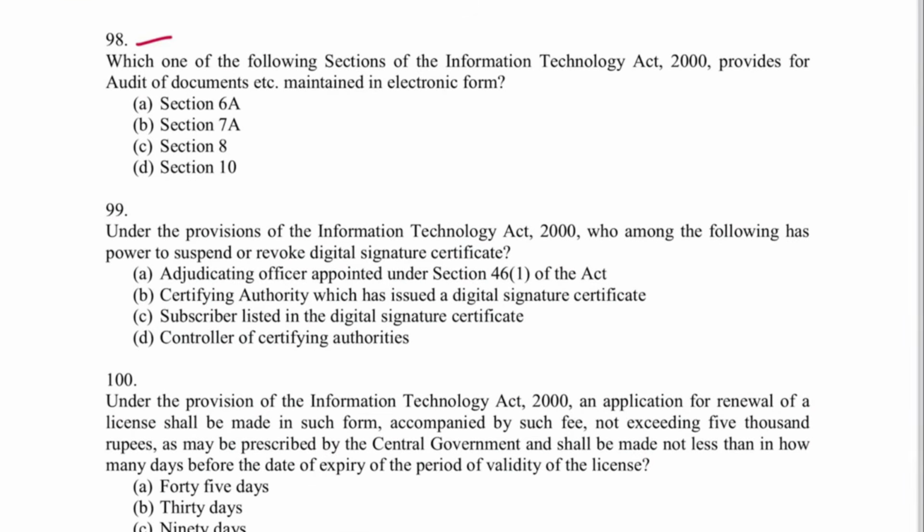This is 98. Which one of the following section of IT Act provides for audit of document etc. maintained in electronic form? Section 7A of IT Act. B is the answer.